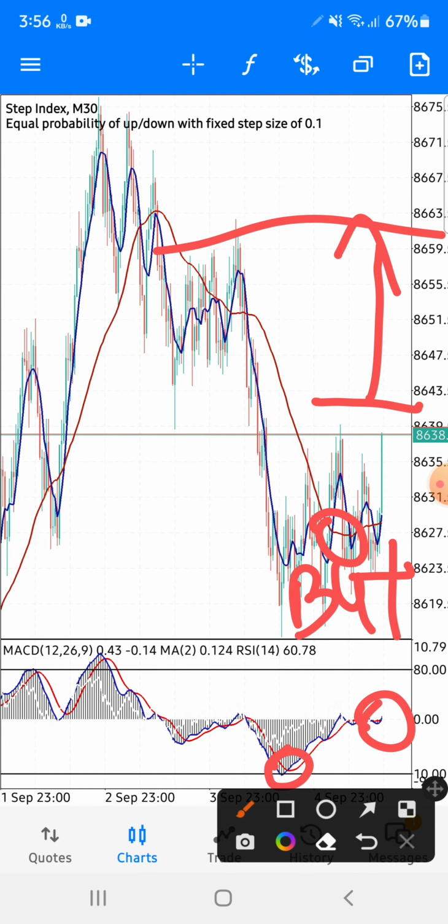Let me look for more trades that we can use as examples. I'll show you guys even more illustrations.